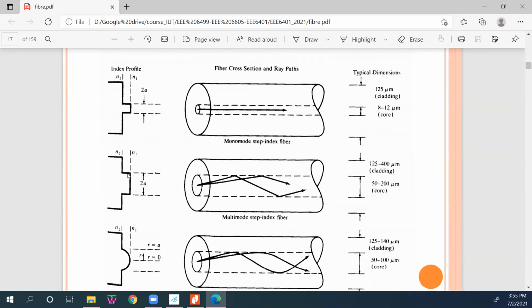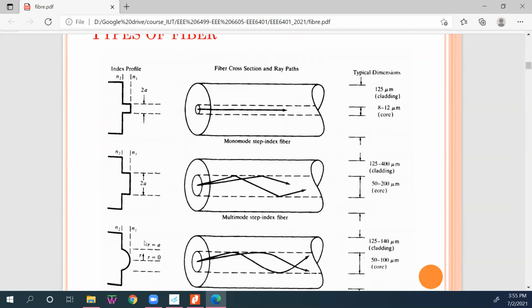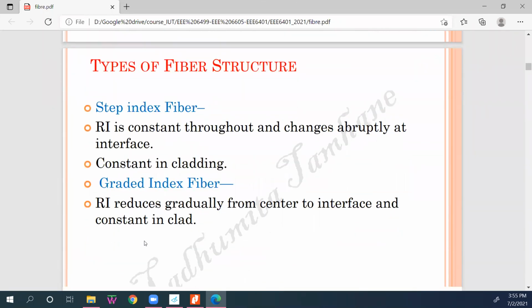Step index is where the refractive index from the core to cladding changes suddenly, stepping. In the graded, the refractive index of the material changes gradually. And we also know why we need a graded index fiber: to avoid dispersion. Dispersion is when we transmit a signal from the transmitter, at the receiver the signal may change its shape if it's digital because of the dispersion.